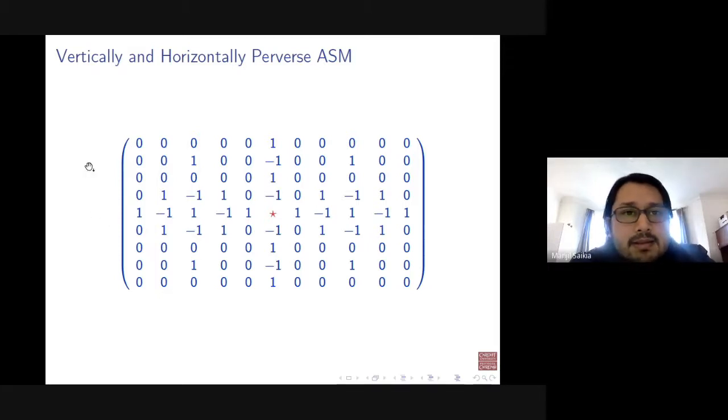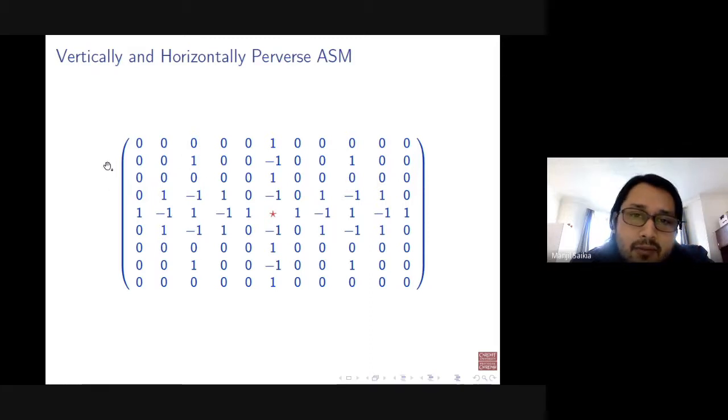So since this is vertically and horizontally symmetric, again the question is how many of these exist if you fix the first row or the first column. It makes no sense because we already fixed the 1 in the middle. But we can ask a similar question for the second row. So how many exist where the position of the 1 is fixed in this particular second row?